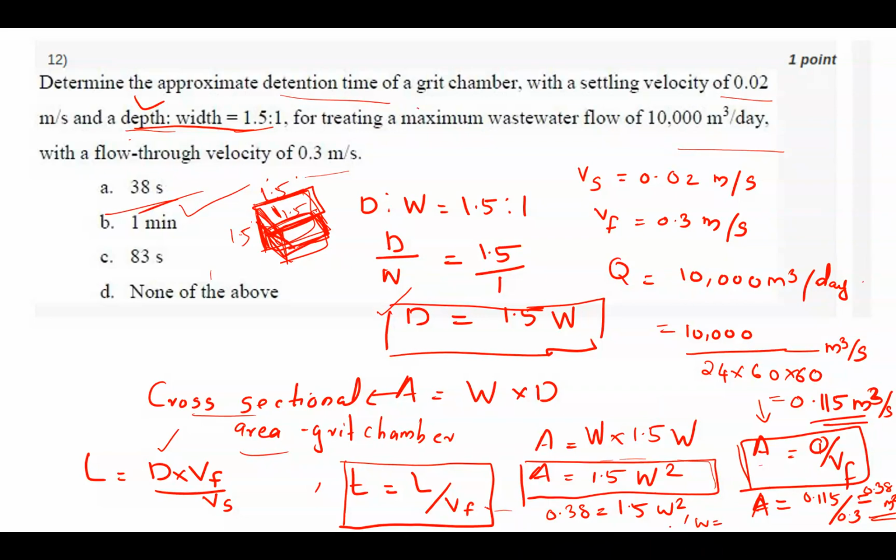Then here you get the width W. D is equal to 1.5 into width, and width is 0.5. So depth is 0.76. Then you put here 0.76.